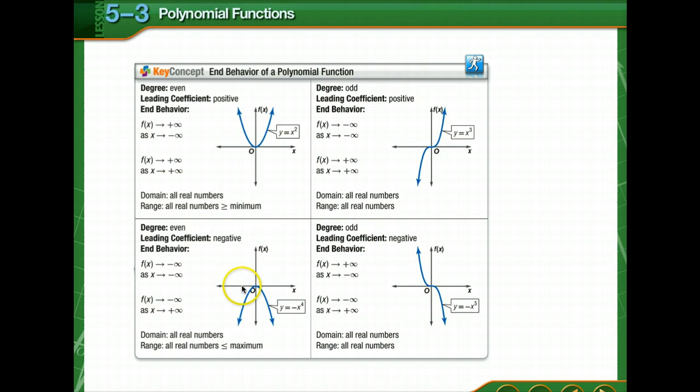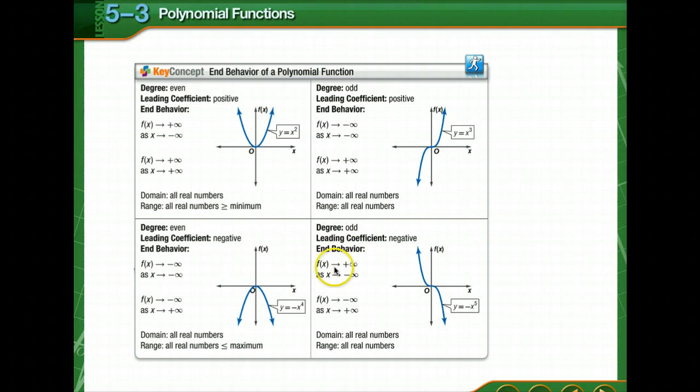On this one, the function's approaching negative infinity as x approaches negative infinity. The function approaches negative infinity as x approaches positive infinity. So we read this, the f of x approaches negative infinity. Okay, here's another odd one. It's got a negative slope. It ends up going downhill. This one's positive, got a positive leading coefficient, it ends up going uphill.